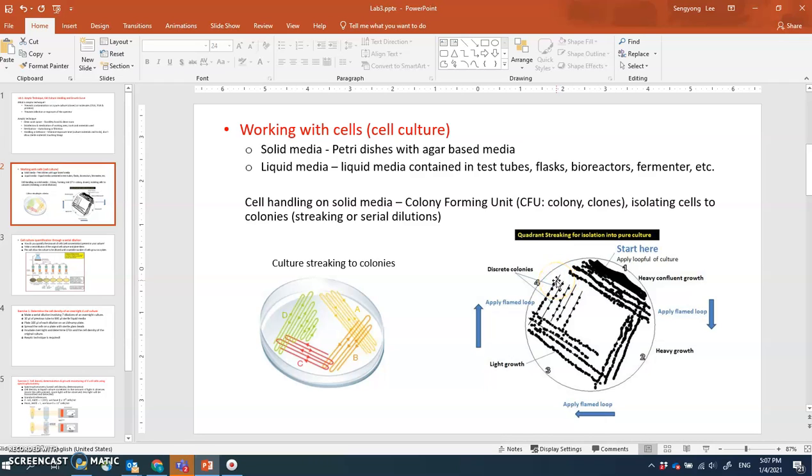So that's a colony, or colony forming units. You can isolate a clump of cells into single cells by sticking them on a solid growth medium. Okay.